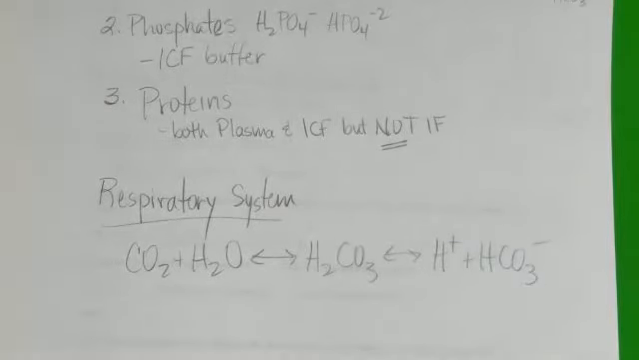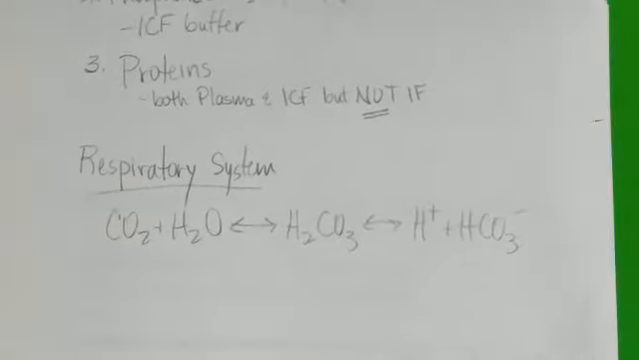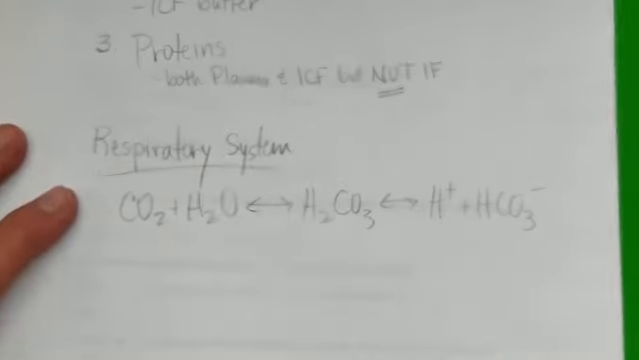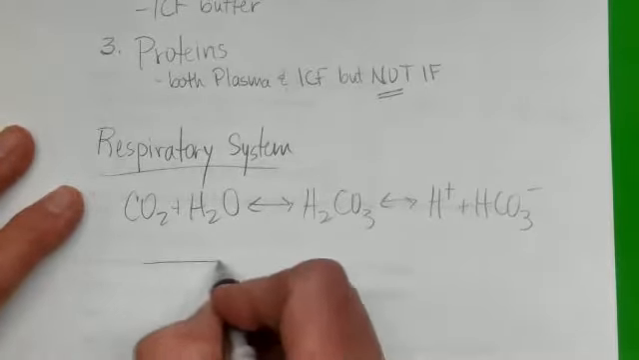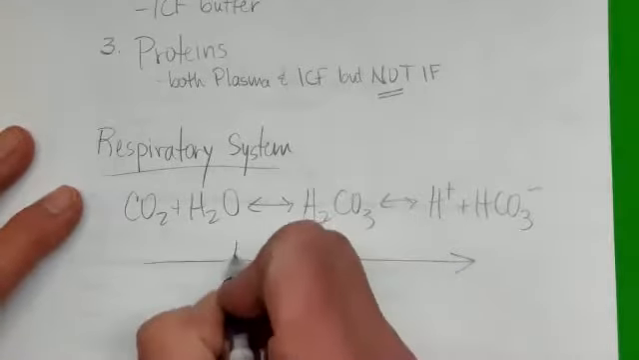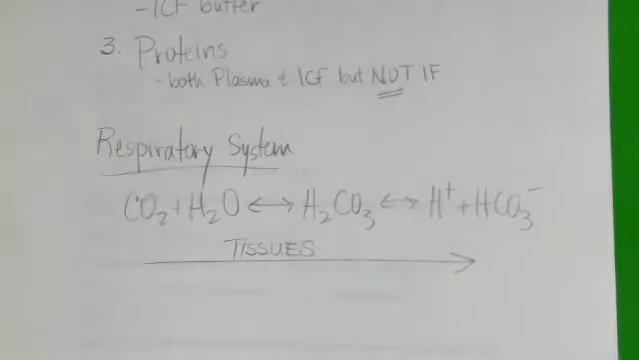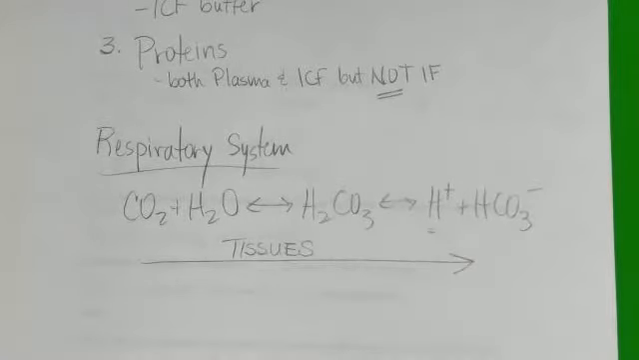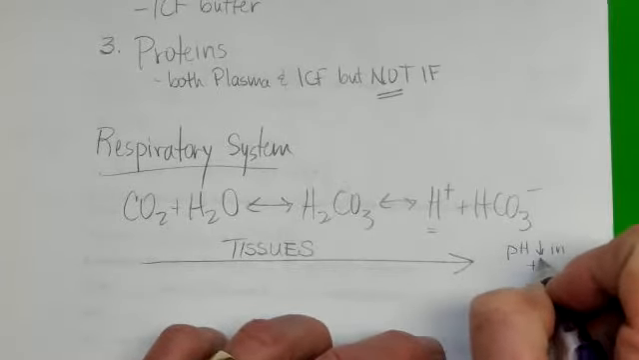All right, so remember back when we were talking about gas transport, and we said this is a reversible reaction. Which way is this going to go when we're loading CO2? When we're loading CO2, remember that the equation proceeds to the right. So this is going to be in our tissues. In our tissues, notice that things become more acidic, so our pH will drop. Just put a little note right there: pH drops in tissues.